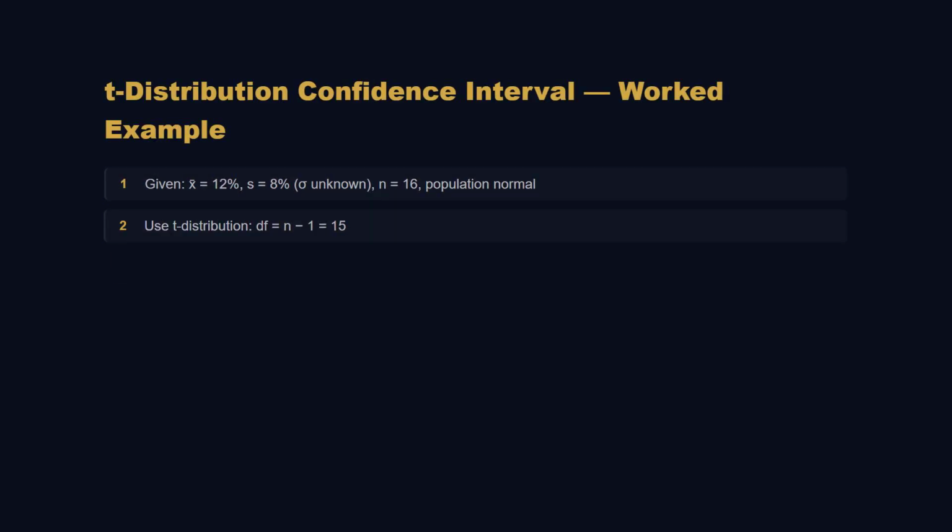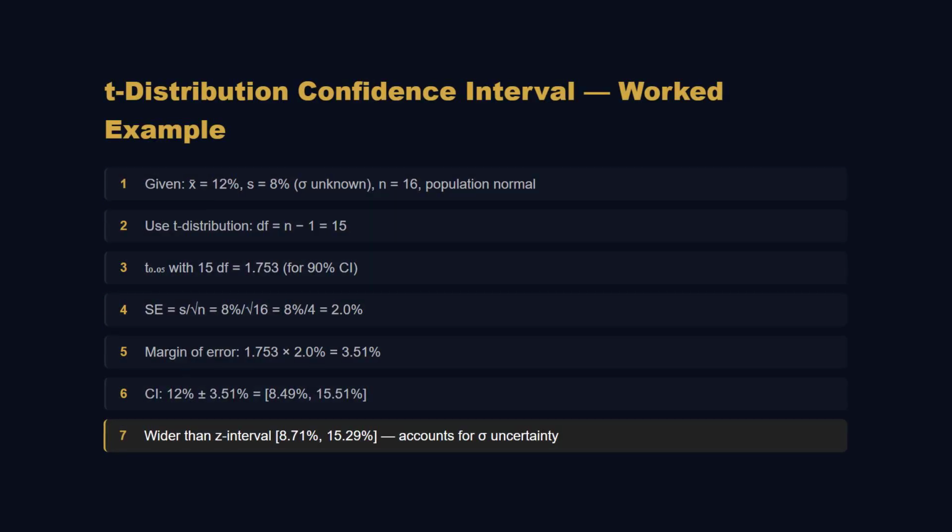Let me work this with a t-distribution example. A sample of 16 hedge funds has a mean return of 12% with a sample standard deviation of 8%. The population is normally distributed. Population variance is unknown. Construct a 90% confidence interval. Step 1. Since population variance is unknown, we use the t-distribution. Degrees of freedom equal n-1 equals 16 minus 1 equals 15.